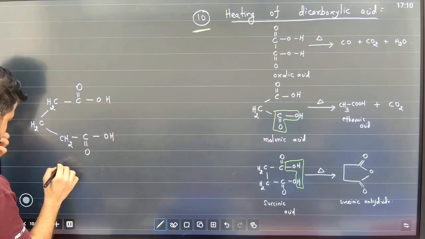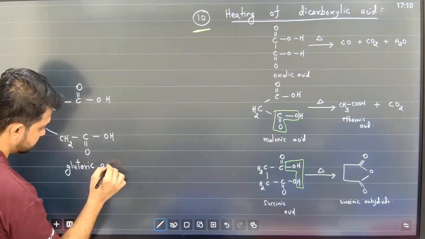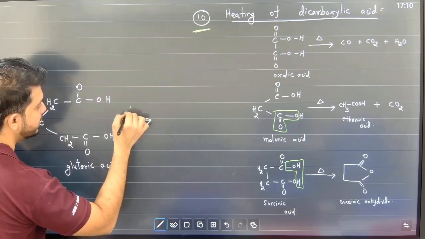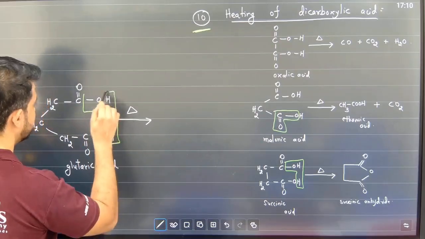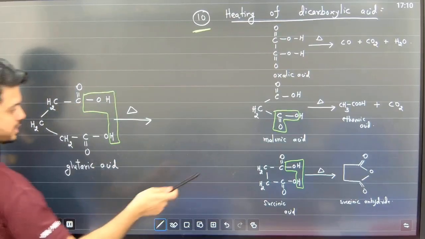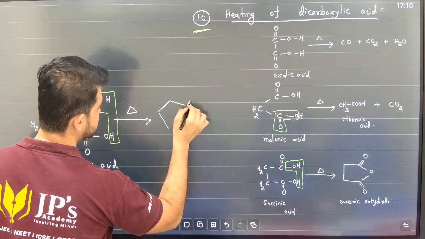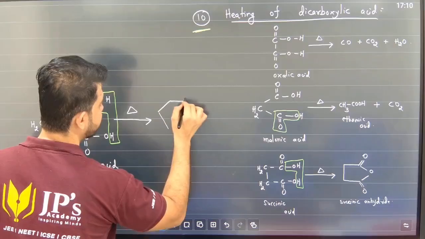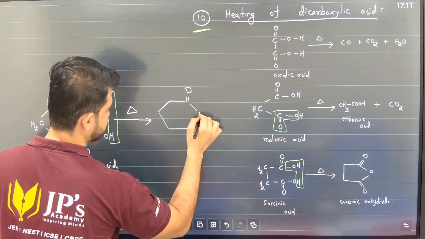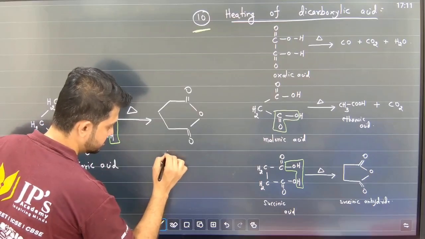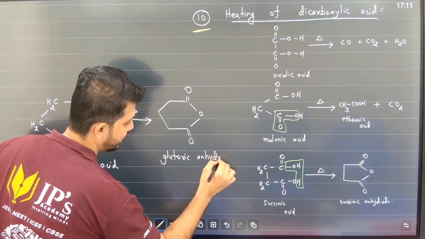I repeat, इसे हम कहते हैं glutaric acid. Now students, glutaric acid again on heating, this comes out. ये आपने H2O निकाला, and just like succinic anhydride, students, हमें मिलता है glutaric anhydride. I repeat, just like succinic anhydride, we get glutaric anhydride.